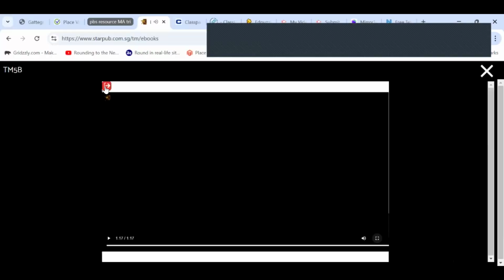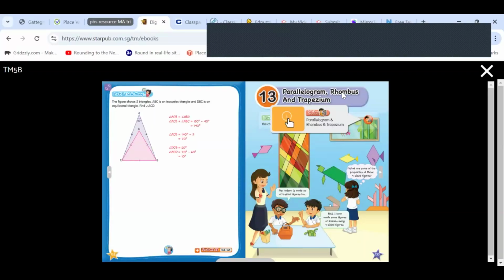Okay, so that's a very short clip here. So this chapter on parallelogram, rhombus, and trapezium is a chapter that follows after triangles. It's a chapter that follows after angle properties. So this last chapter, you can understand it as a combination of all the things before it: angles, properties, as well as triangles. And the activity that we started before the exam was using triangles to make up four-sided figures.